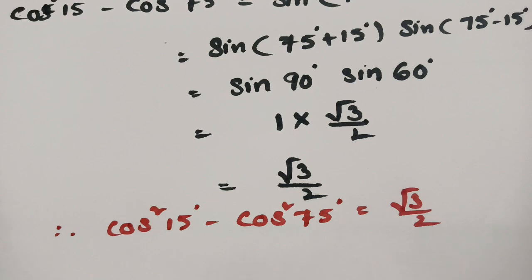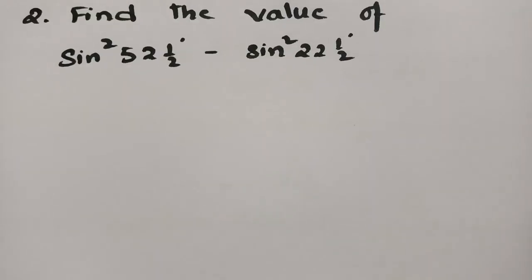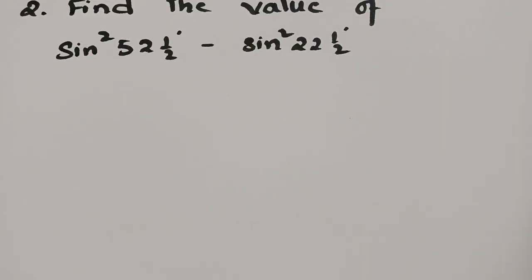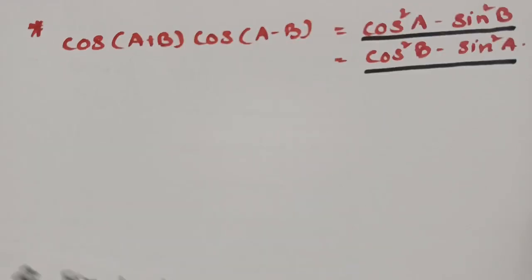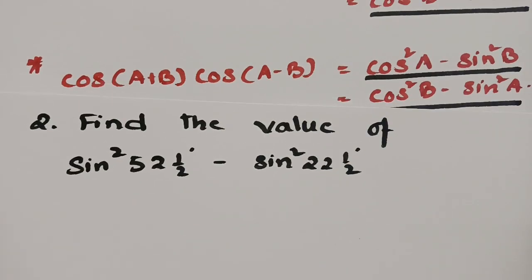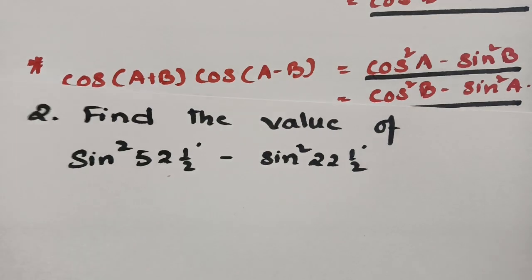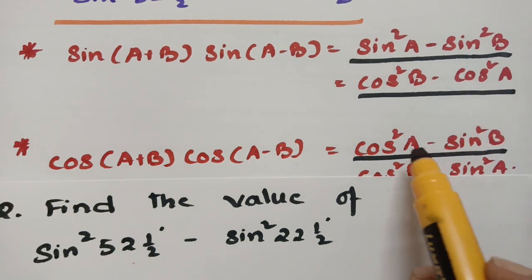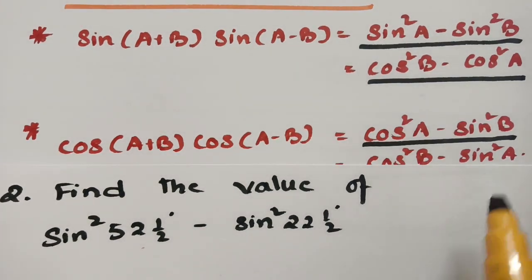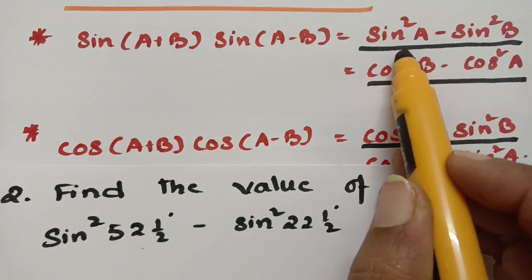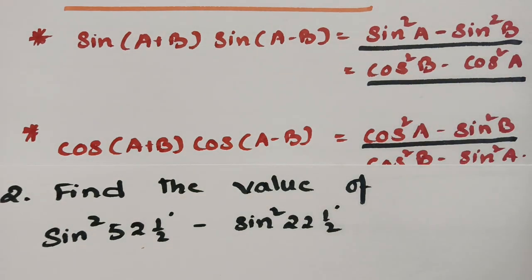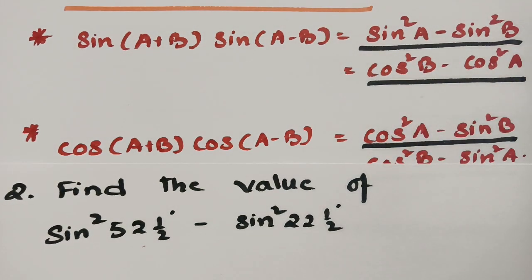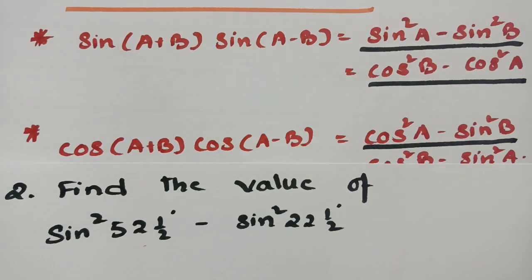And the next question is, we have to find out the value of sine square 52.5 degrees minus sine square 22.5 degrees. So how do we select the formula? I'll show you. So these are the formulae. See here, if you observe, both are sine, both are cos; cos sine combination and cos sine combination. So here both are sines. So we have to select this formula, that is sine square a minus sine square b is equal to sine of a plus b into sine of a minus b.